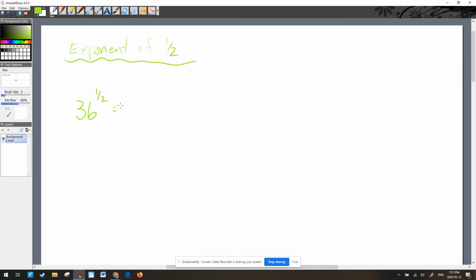Type that into your calculator. Now, if you know how to type in your calculator, you'll need to type it in with brackets. So you do 36 to the exponent, or whatever exponent button you have.